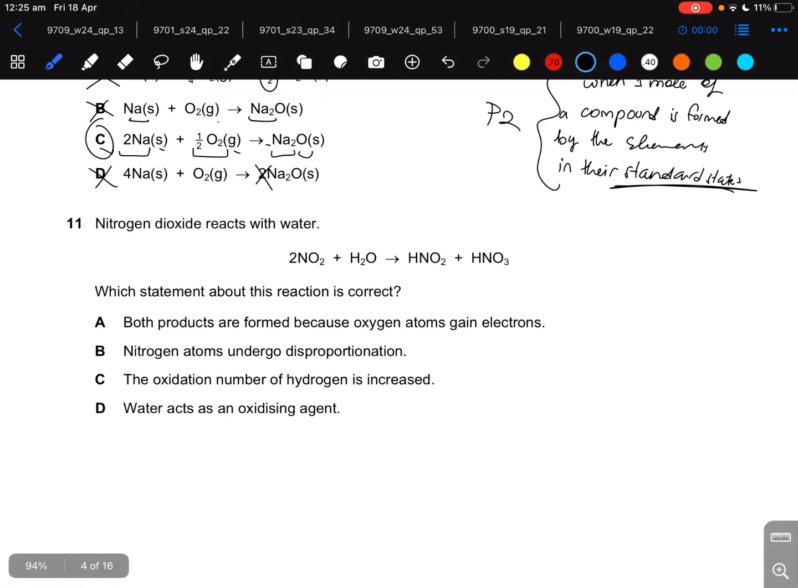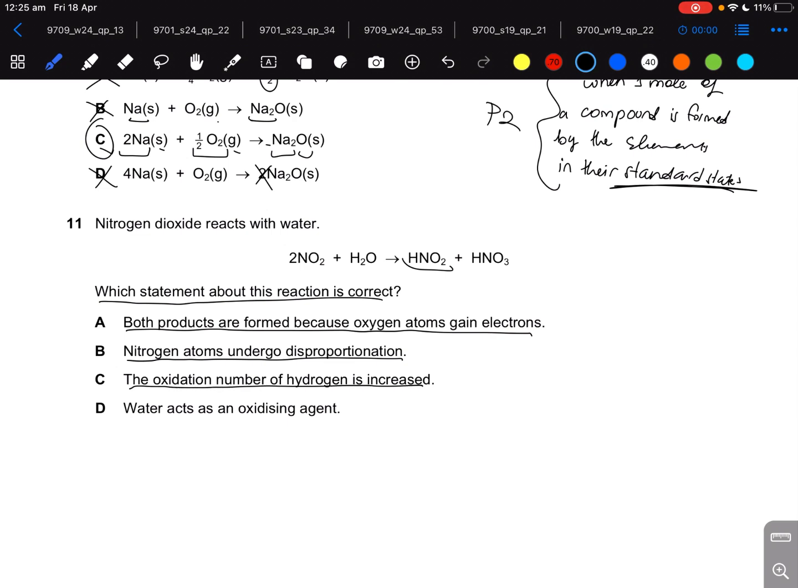Question 11. Nitrogen dioxide reacts with water to form nitric acid and this. Which statement about this reaction is correct? A: Both products are formed because oxygen atoms gain electrons. B: Nitrogen atoms undergo disproportionation. C: The oxidation number of hydrogen is increased. D: Water acts as an oxidizing agent.